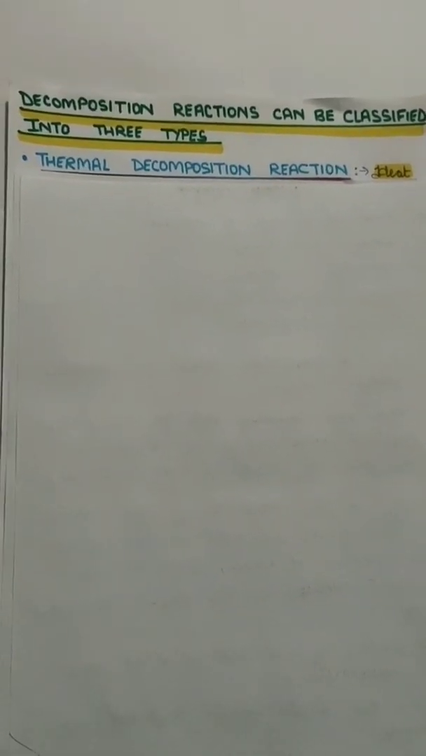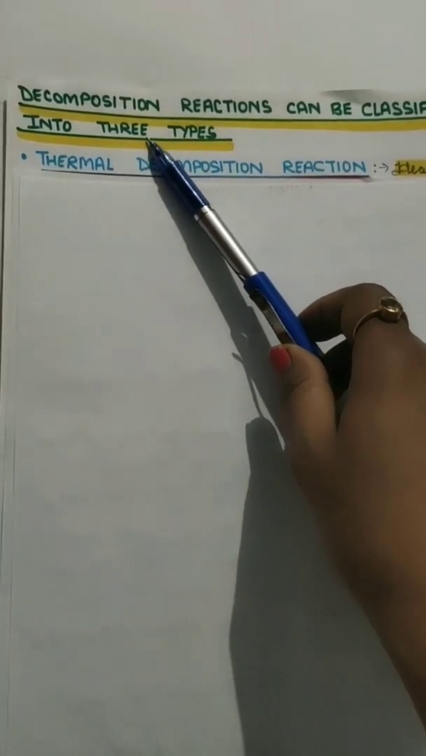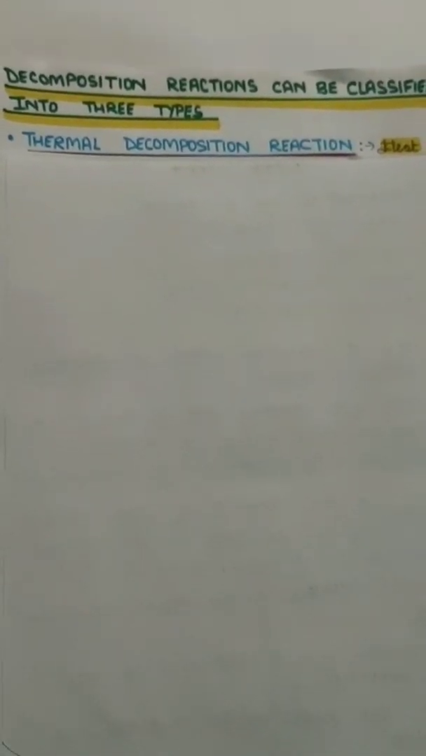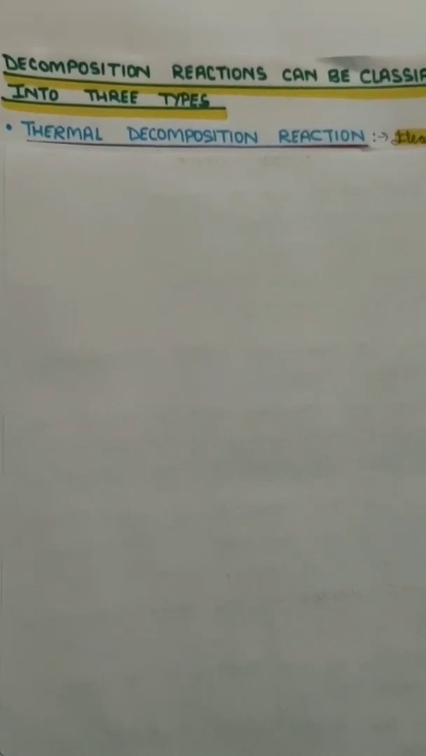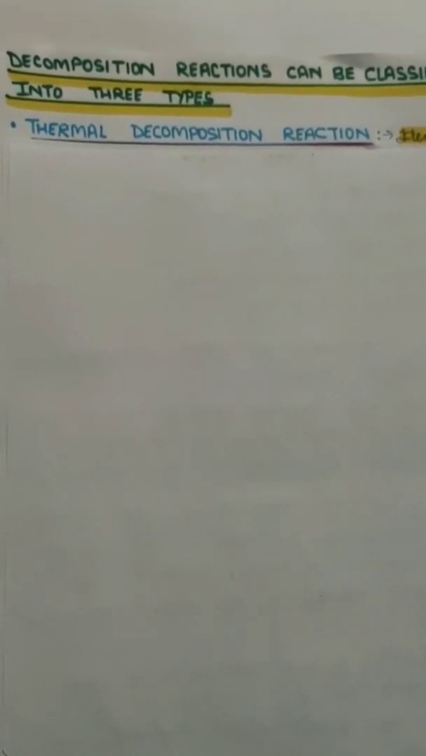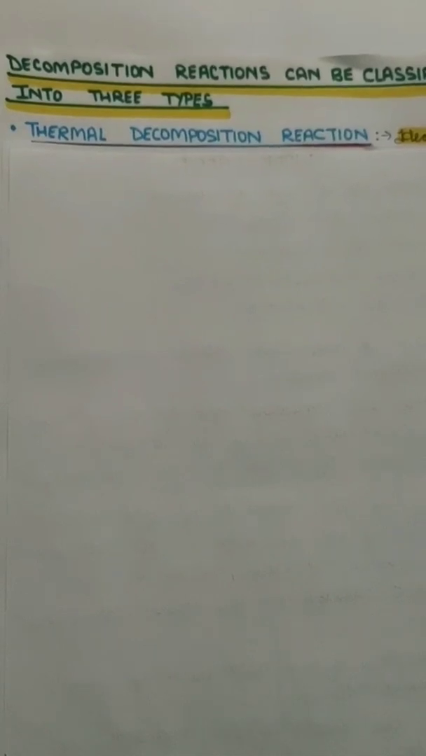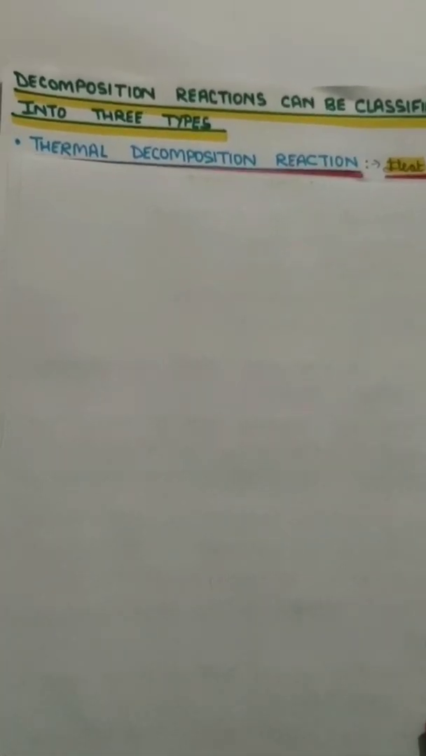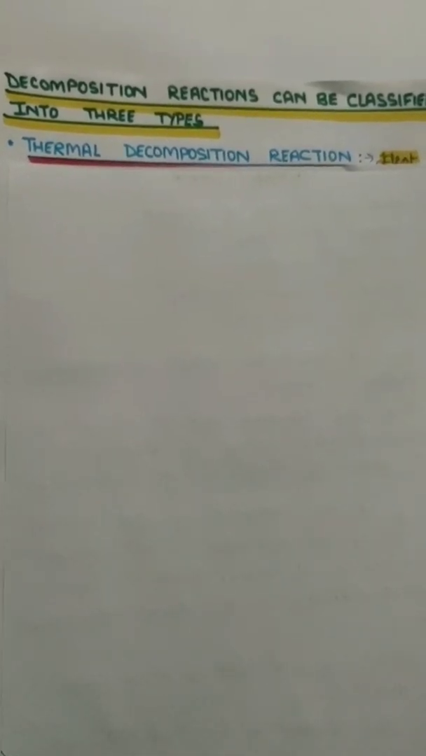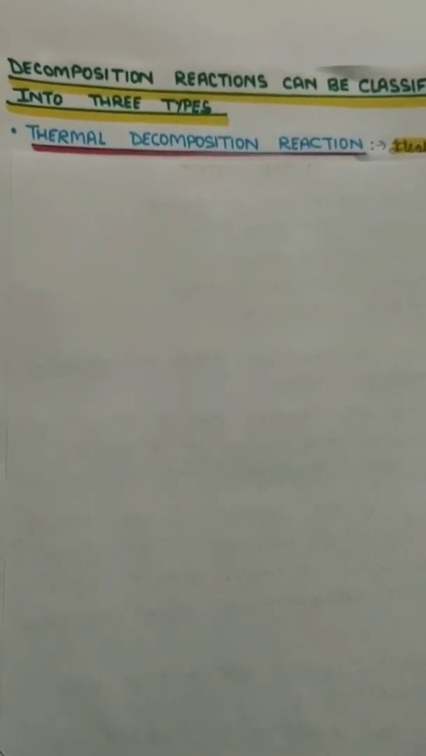As I've told you, there are three types of decomposition reaction. One is thermal decomposition, the other is electrolytic decomposition reaction, and the third one is photolytic decomposition reaction. All these three types of reactions are very important. Every year some questions come in the exam out of this topic. So please go through the topic very carefully, listen to each and every word carefully, and also go through your book thoroughly.